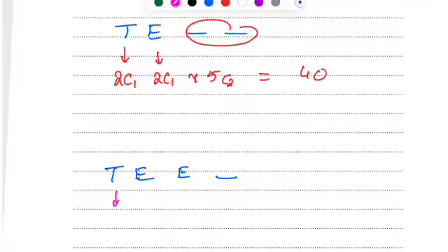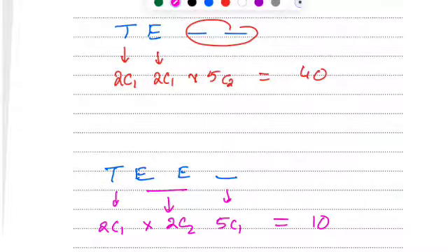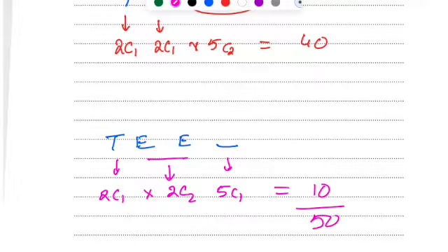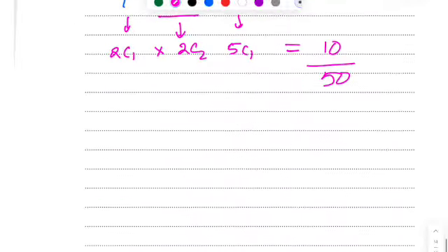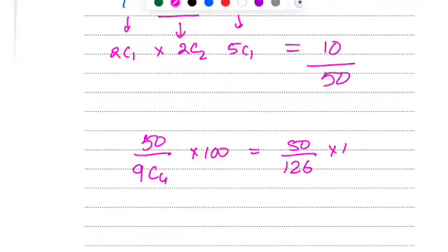Then for this one, this T can be selected in 2C1, the 2 E's can be selected in 2C2, whereas this can be selected in 5C1. So this becomes 10. So the total is going to be 50. But he's asking for the percentage. So 50 divided by the total, out of 9 I have to select 4, times 100. So which is 50 upon 126 times 100, which is going to be 39.7%.